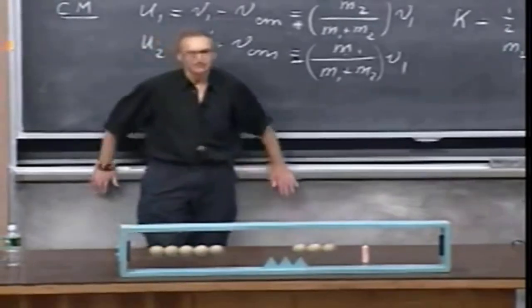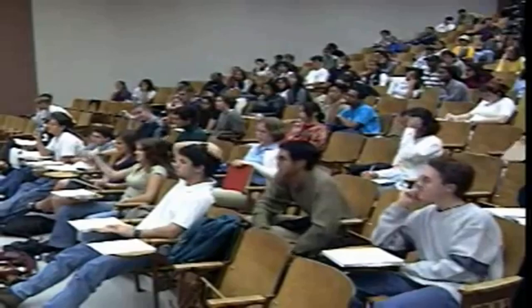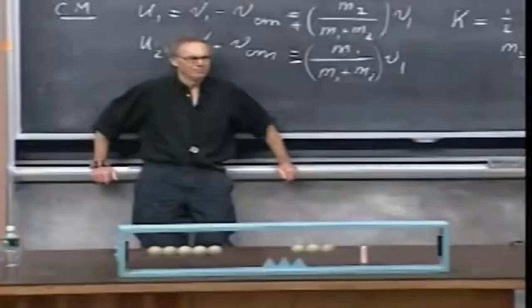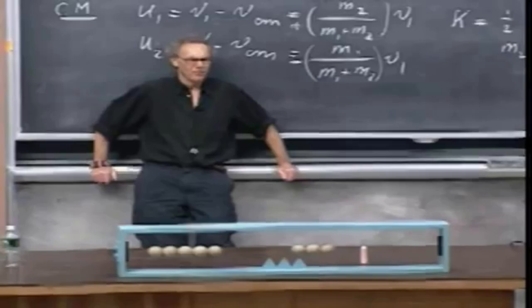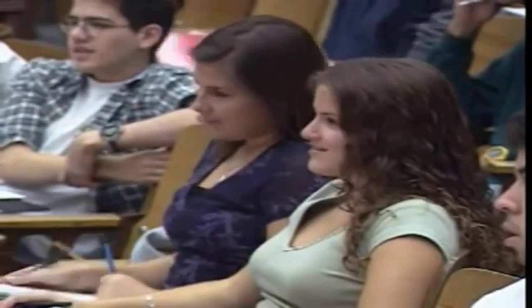5 on 3. This is a tough problem even for nature. What do you think will happen? 5 will go again, and 3 will stay. You're good.